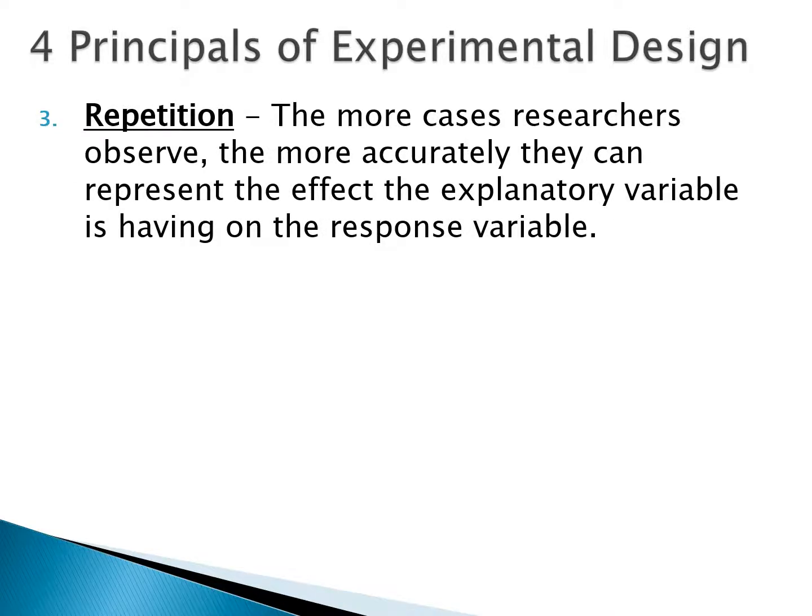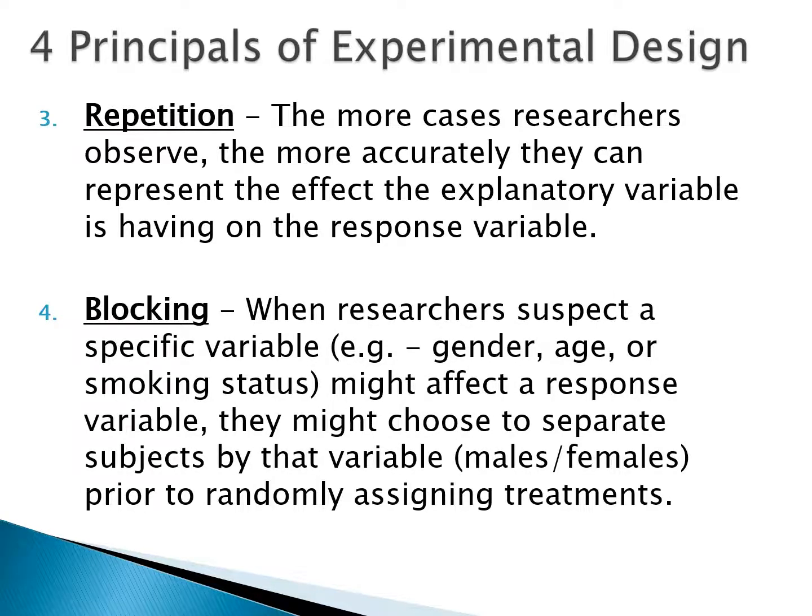The third principle is repetition. If we have more cases to observe, that gives the researchers more information. Throughout the whole course, more data is pretty much always better, assuming that our sample is not biased. And lastly, blocking. This is a principle, although it's not a required element in every design. This is when we split up our group based on some characteristics such as gender, age, that might affect the variable that we're looking at. And after we split them up, then we randomly assign our treatments to each of our groups.